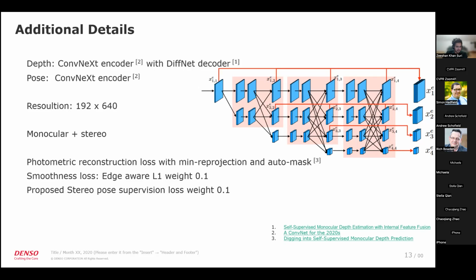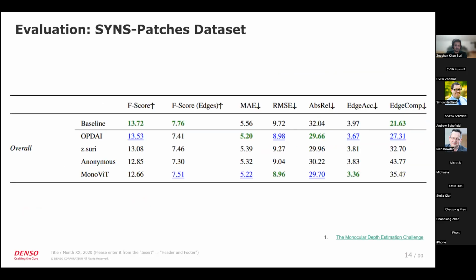In addition, compared to the ResNet-18 network, everything else is similar, except for the proposed stereo pose supervision loss, which has a weight of 0.1. Another thing is that we use a DiffNet decoder for the depth, which was also one of the methods which the benchmark evaluates.